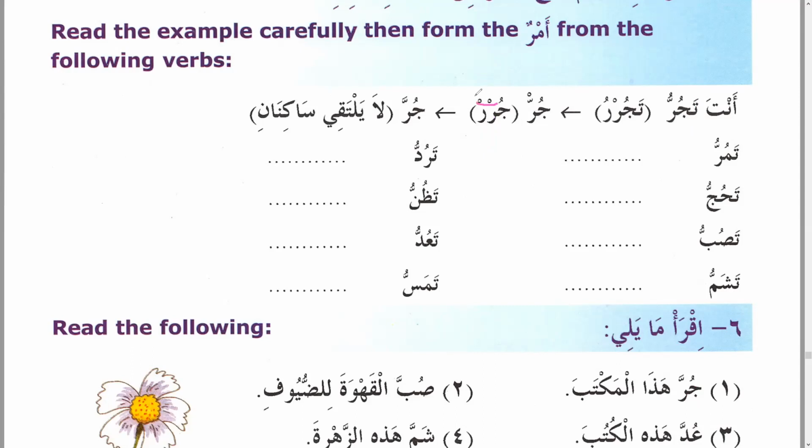So two sukuns are coming. So you give a fatha. And then idgham, jurra. La yaltaqi sakinani. Because if al, you have to give a sukun for the last, and this also has sukun, so this becomes a fatha. Jurra.